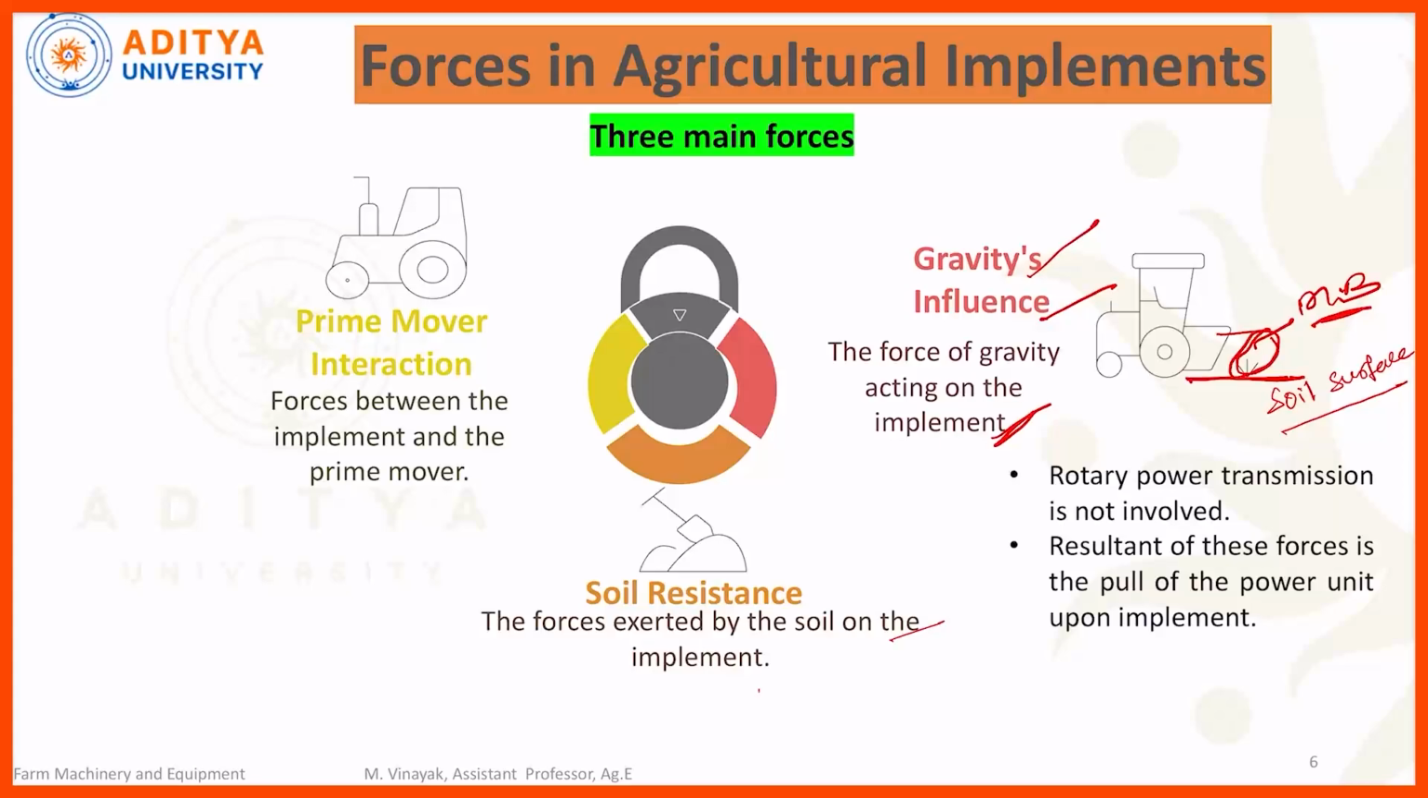Okay. So, during the process of ploughing, suppose this one is a moldboard plough, and this is the forward direction. During the forward direction of the implement, some force is exerted by the soil on the implement. This one is the soil surface, and this is the force exerted by the soil on the implement.